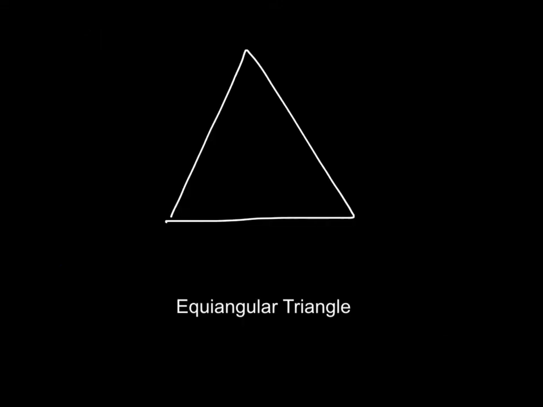An equiangular triangle is a triangle in which all three angles measure exactly the same, which means that all angles must measure 60 degrees. Because in all triangles, the sum total of all three angles is 180. So if the three angles were to be equal, then they must be 60 degrees each. An equiangular triangle, all equal angles.